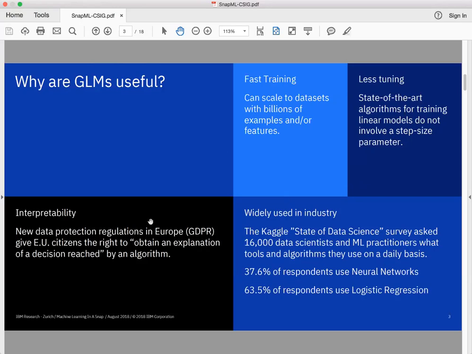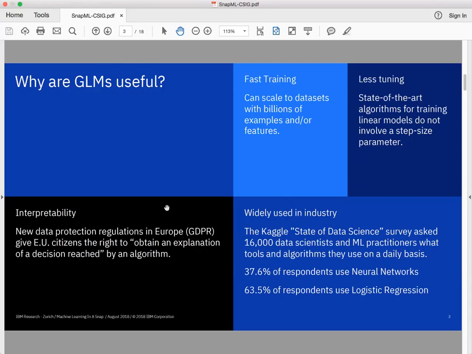Thirdly, another nice thing about generalized linear models is they're very easy to interpret. What that means is when we use a GLM to make a prediction, we can also go back and say, why did the model make this prediction? We can identify the important features which resulted in the model coming to the decision that it did.